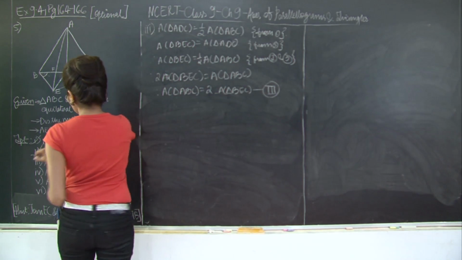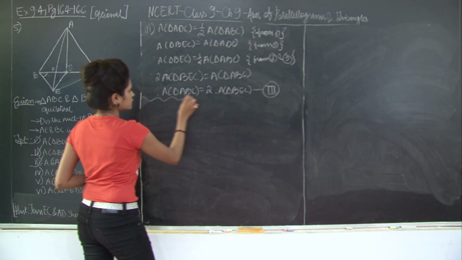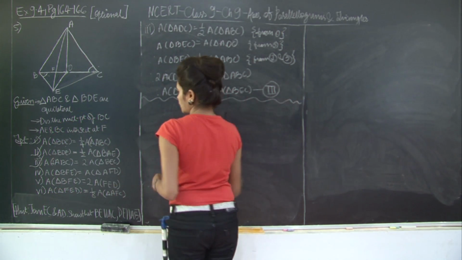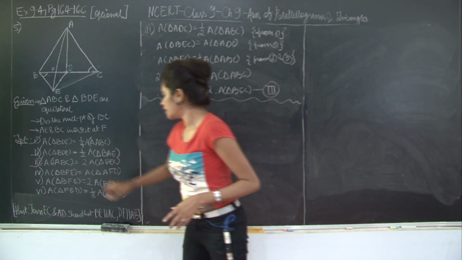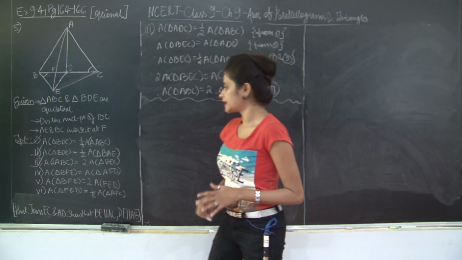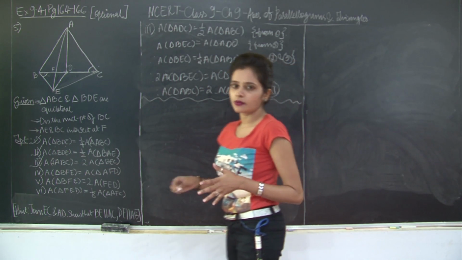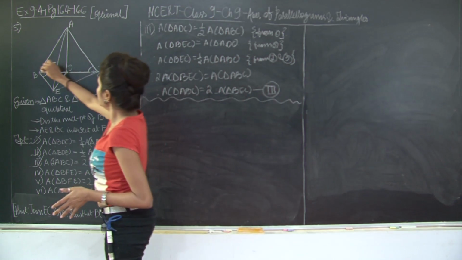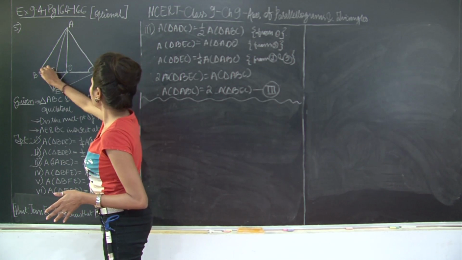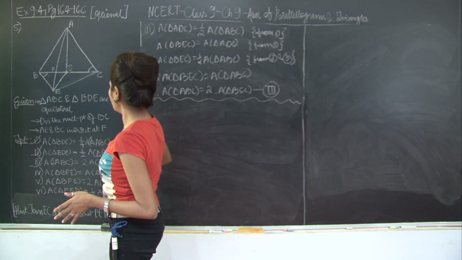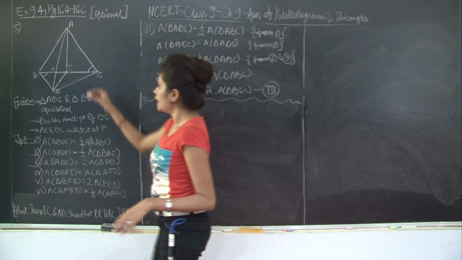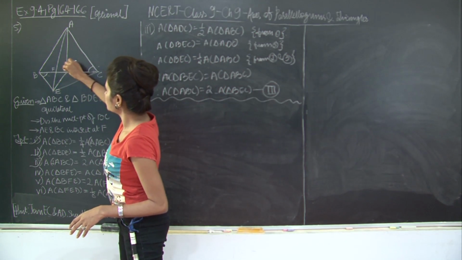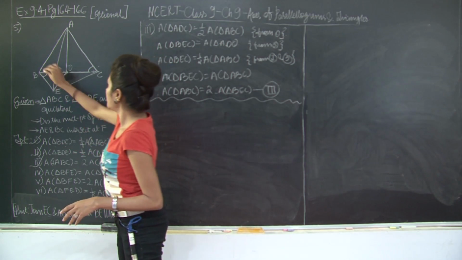So, we have proved this section. Now, what do we need to prove? That area of triangle BFE is equal to area of triangle AFD. So, let us see where are these triangles, BFE and AFD. So, if you notice, if I add this triangle to them out here, what do you get?